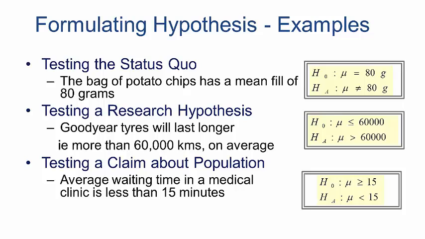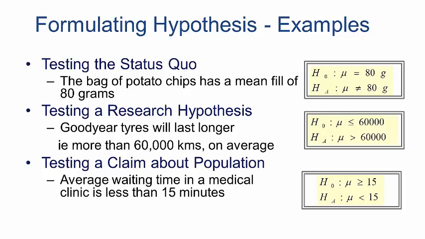In this case, the alternative hypothesis will contain the research question, that is HA colon mu less than 25 minutes, and the null would be H0 colon mu greater than or equal to 25 minutes. In this case, working out the hypotheses by considering the status quo doesn't really work. On the slide in front of you, you have other ways for formulating hypotheses. As you can see, we might be considering whether a bag of potato chips has on average 80 grams as stated on the package. In this case, we are testing the status quo.